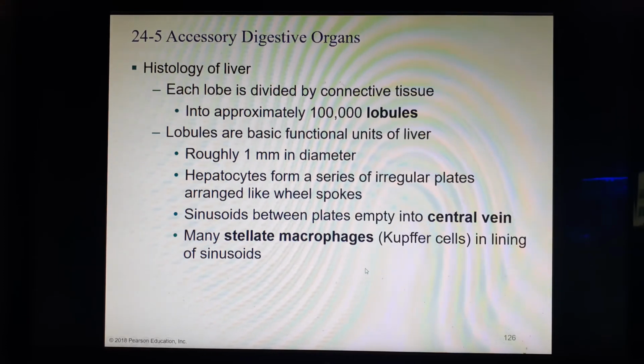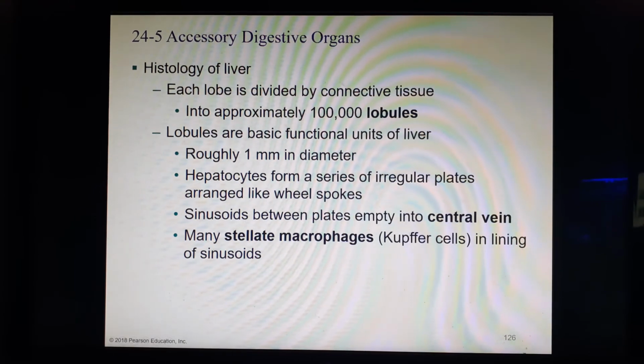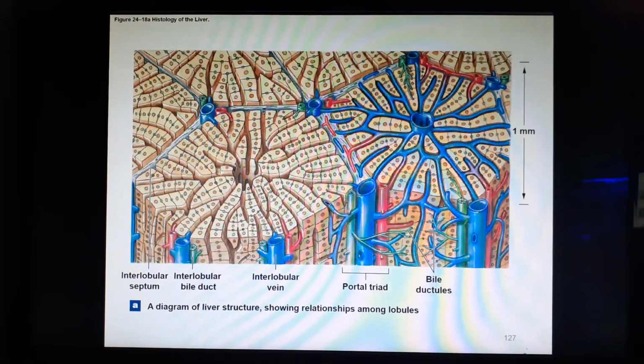And we're going to have lots of macrophages here because, again, anytime we have stuff coming in through the digestive system, we might allow pathogens in. So these are going to line the sinusoids and make sure that nothing bad is entering the circulation of the liver. So here's what they look like.